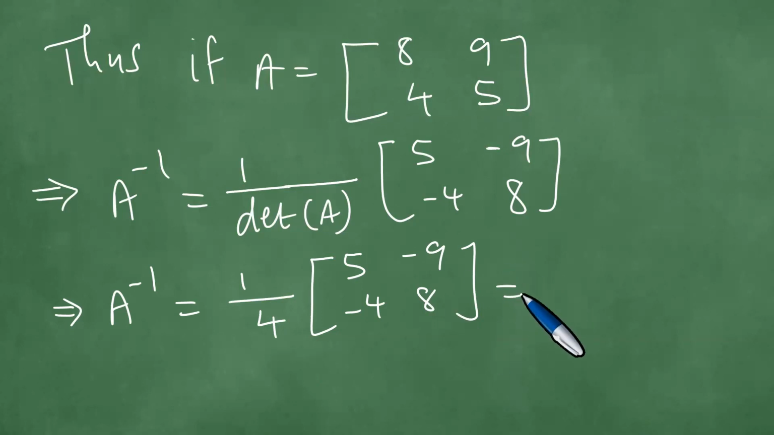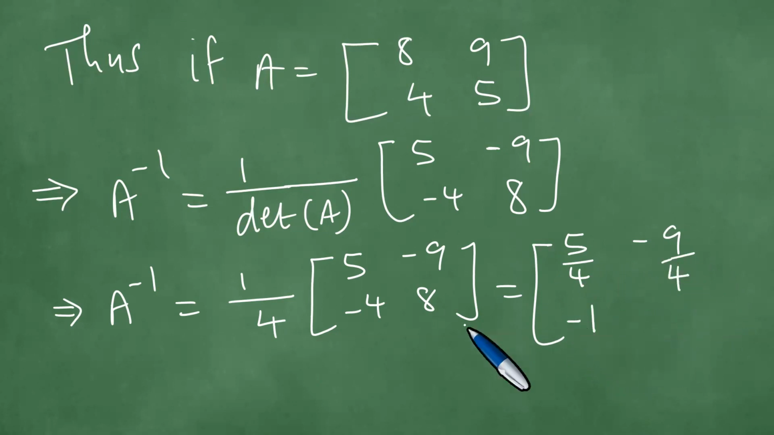Multiplying through here, we have that this is the same as 5 out of 4, minus 9 out of 4, minus 1. The quotient of 8 over 4 is exactly 2. And this is exactly the matrix that is required here. Okay.